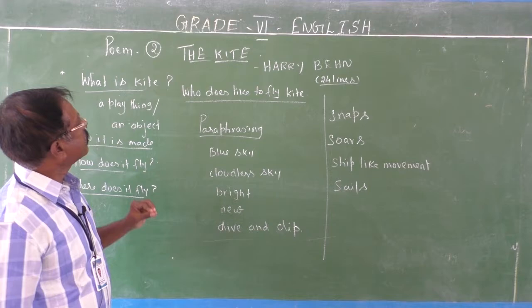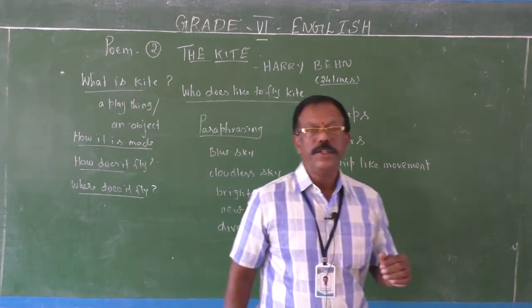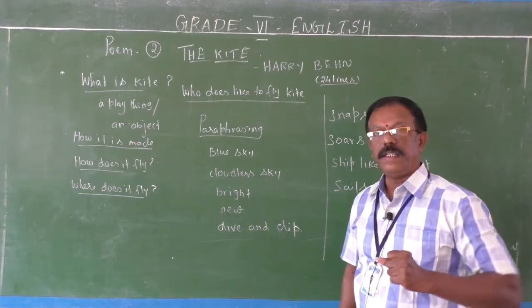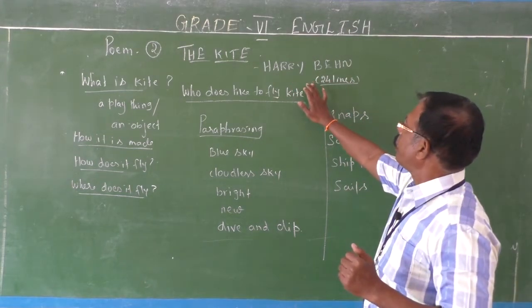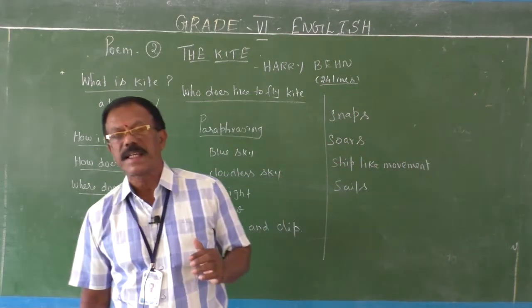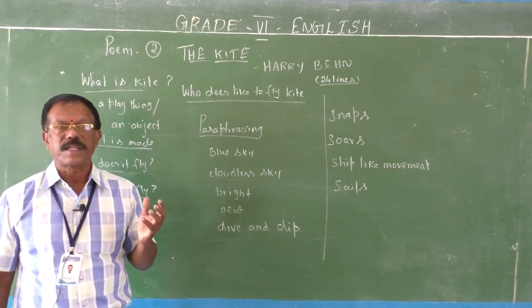In today's video class, I am going to teach you the second poem, The Kite. Do you know who has written this poem? Harry Byrne wrote this poem. This poem, The Kite, consists of 24 lines. This poem is about a kite.